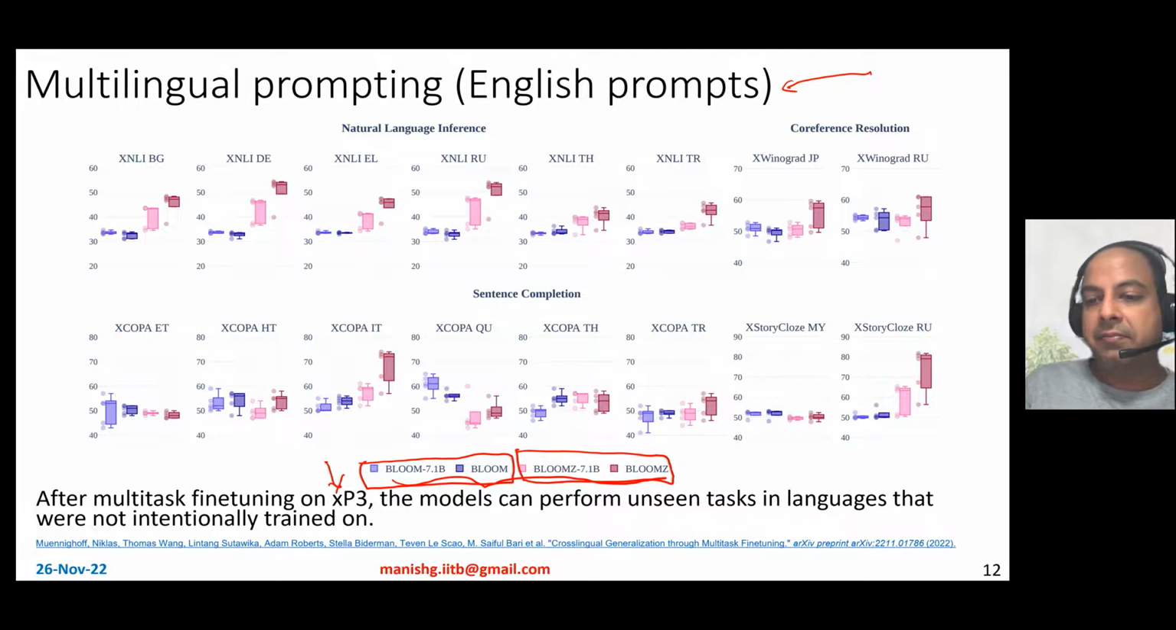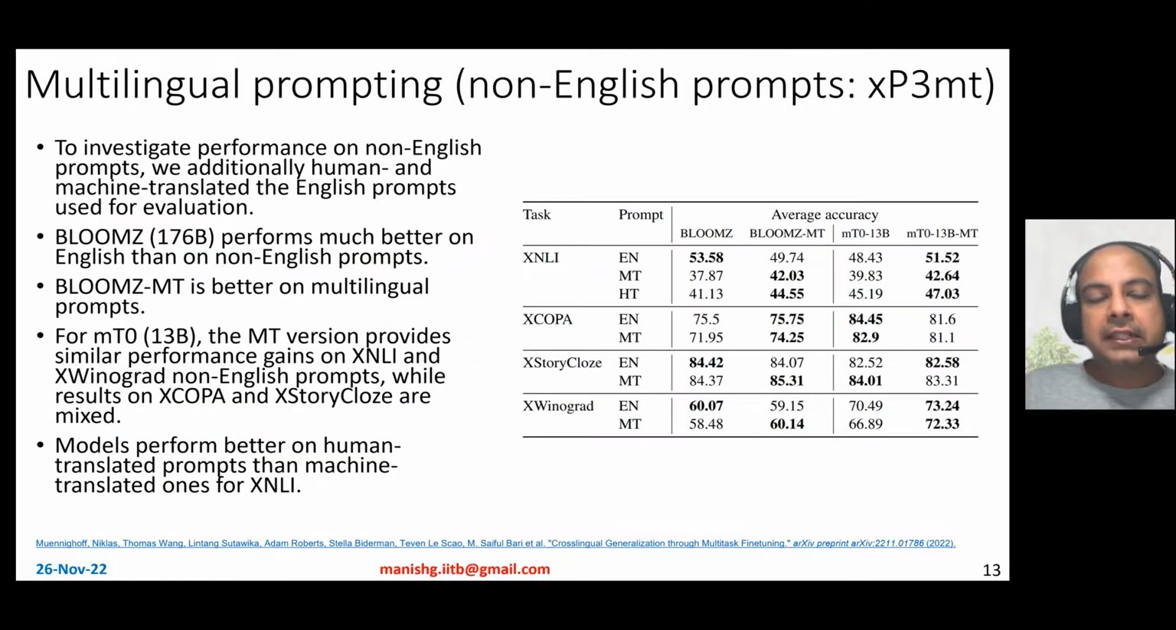And in some cases, for example, this task in Russian, the performance improvements are massive. Now, my last thing is going to be talking about the best configuration in some ways, XP3MT, which is basically you're doing prompted multitask fine-tuning, your tasks are multilingual in nature, and your prompts are also multilingual in nature. So now you're going to do multilingual prompting in a non-English prompt manner with multilingual or non-English tasks.